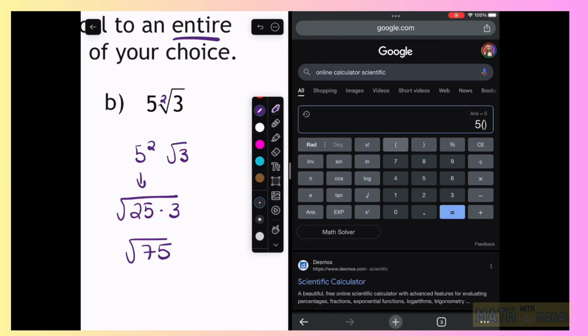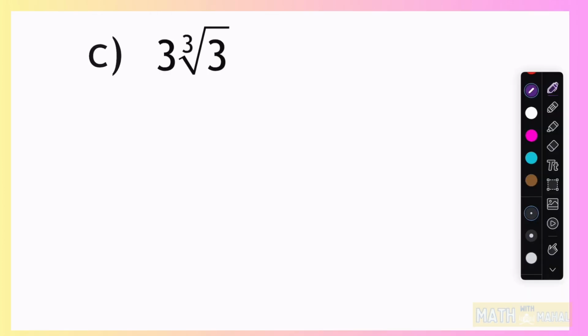Okay, so here's the calculator just to compare it. So I'm going to go 5 times root 3, and we can see that's getting me something close to about 8.66. And then we're going to go ahead and do the same thing with our root 75. And you can see we got literally the same thing. So again, when you're working on this on your own, you can always check your answers with a calculator to make sure that they're the same.